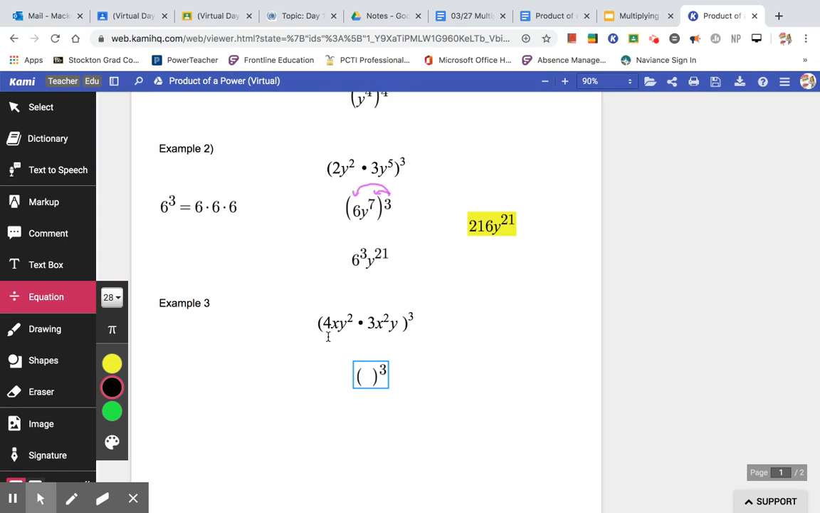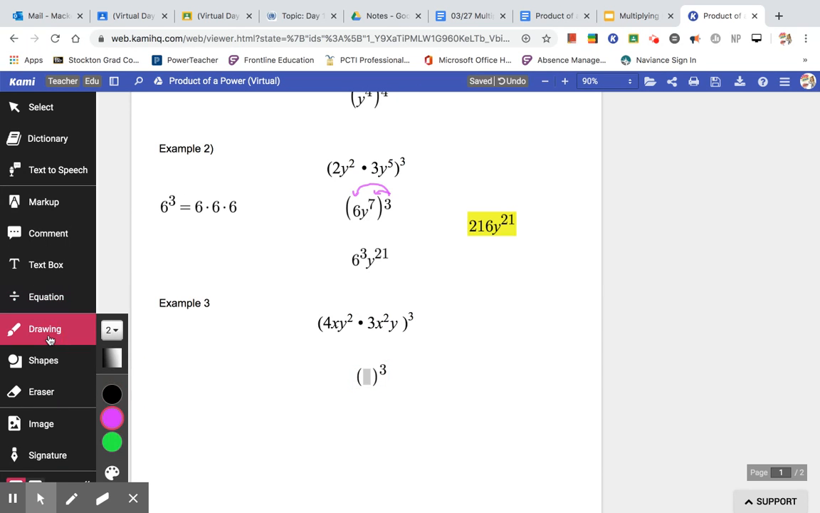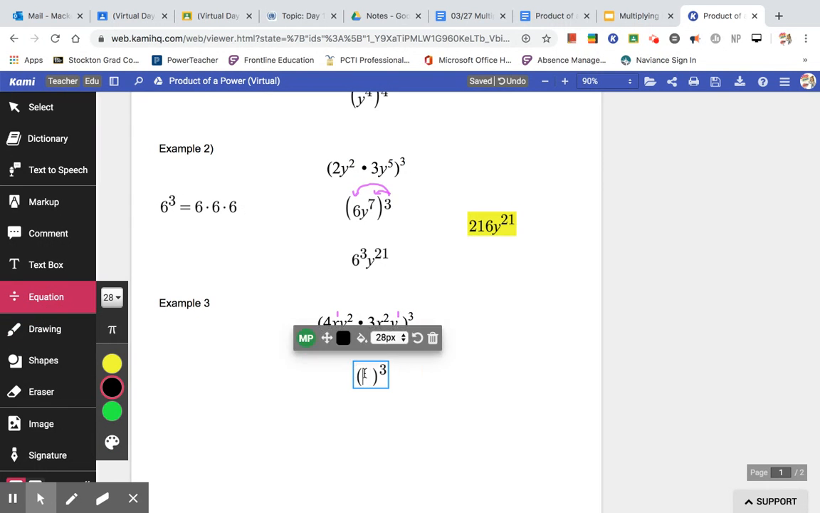So if we look on the inside, we have 4 and 3. We have 2 x's, and we have 2 y's. Notice that this x here doesn't have anything, so we know that this is technically a 1 here. And this y really doesn't have anything because this 3 is on the outside, it's not on this y. So this is technically still a 1 here. So keep that in mind when we're actually going to simplify.